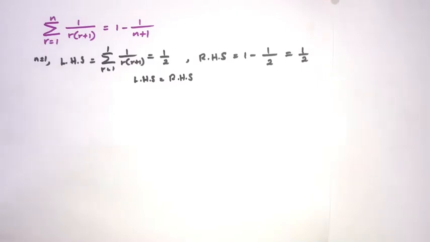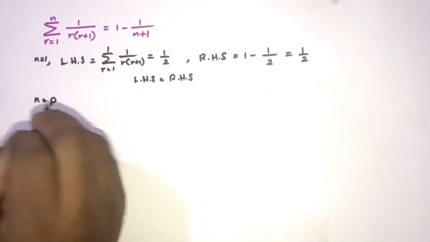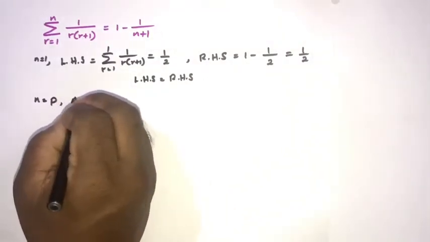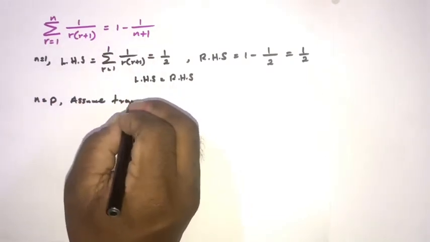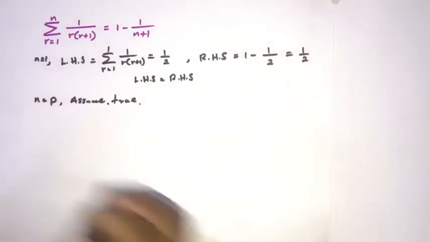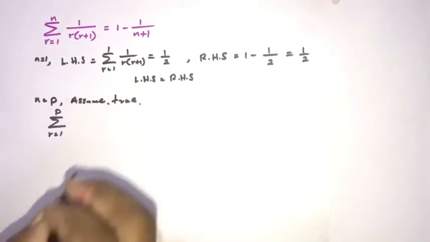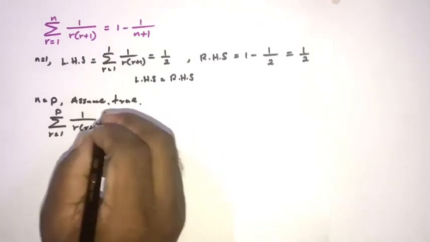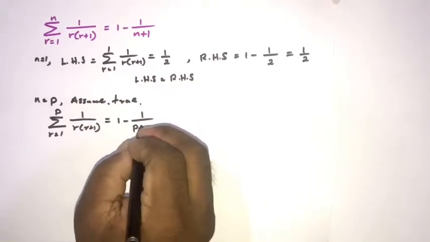Now the next step: we assume that when n is equal to p, where p is also a positive integer, this expression is true. So we can write the sum for r equal to 1 to p of 1 over r plus 1 is equal to 1 minus 1 over, now instead of n, p plus 1.